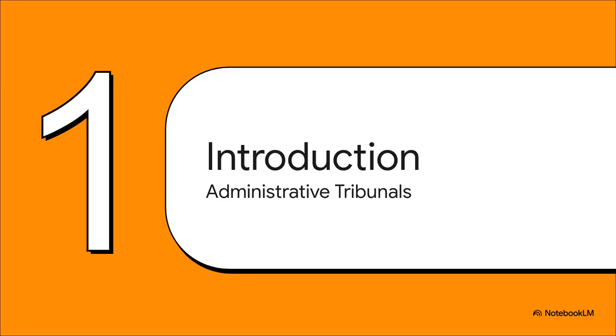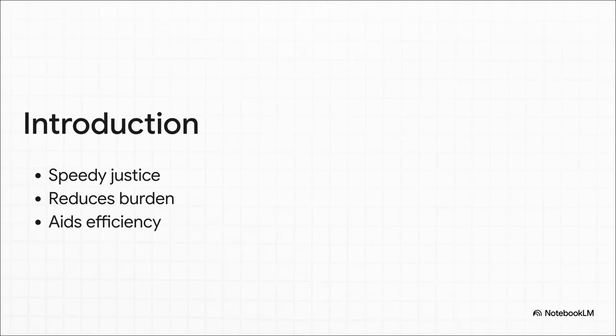Right. Heading 1. Introduction to Administrative Tribunals. Let's draft that opening paragraph. On your paper, you are going to write exactly this. Bullet 1, ensure speedy and specialized justice in administrative matters. Bullet 2, introduced to reduce the burden on regular courts. And Bullet 3, designed to improve overall administrative efficiency.